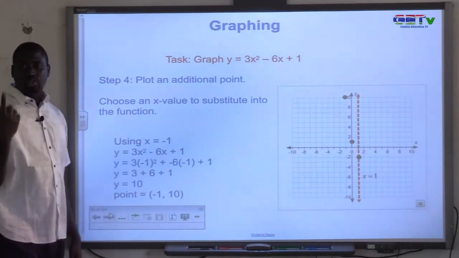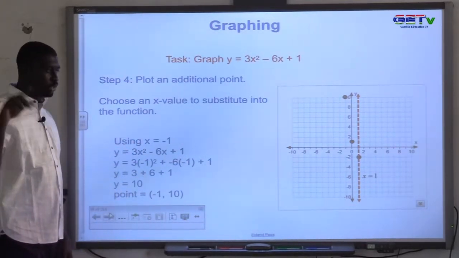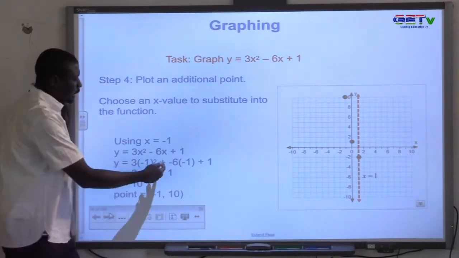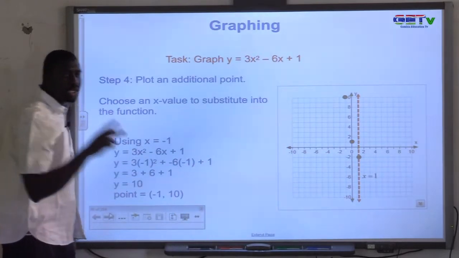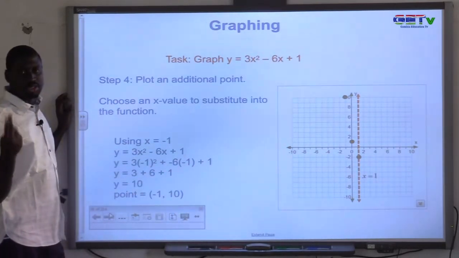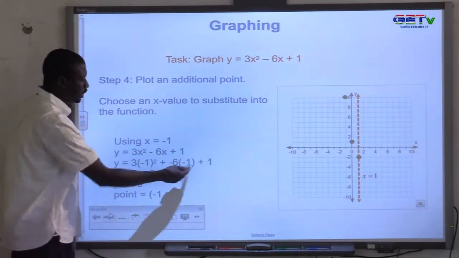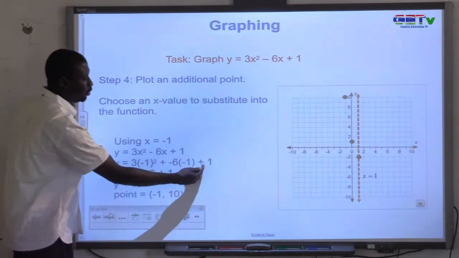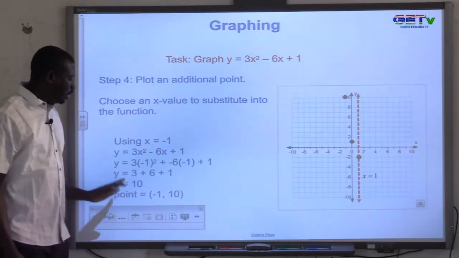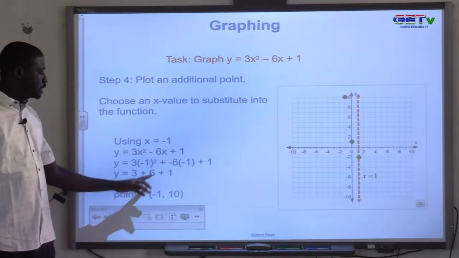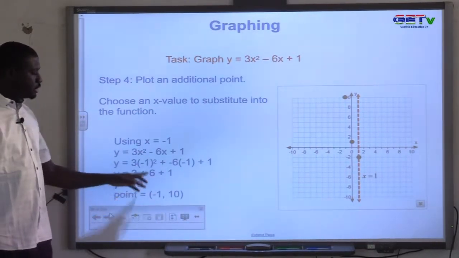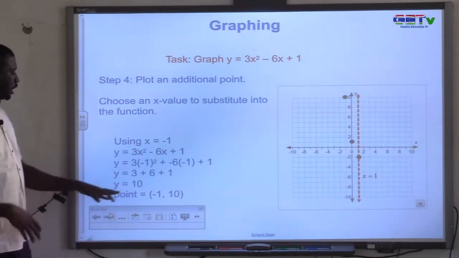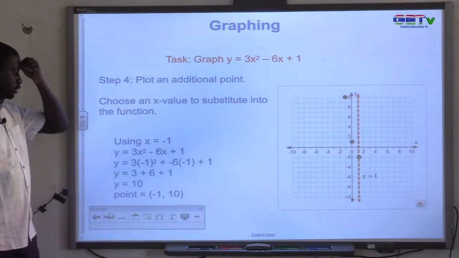Negative 1 squared will give us 1. Negative 1 times negative 1 is 1. 1 times 3 will be 3. Negative 6 times negative 1. Negative, negative, whenever we multiply, we get a positive value. So negative 6 times negative 1 will give us 6. So that's this plus 6, and then we add 1. So y is equal to 3 plus 6 plus 1. 3 plus 6 is 9, plus 1 will give us 10. So the y value at that point will be y equals 10.